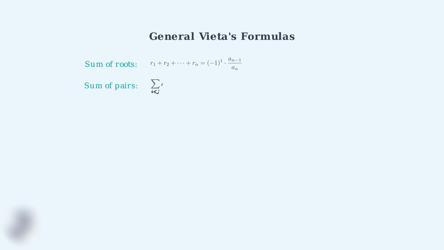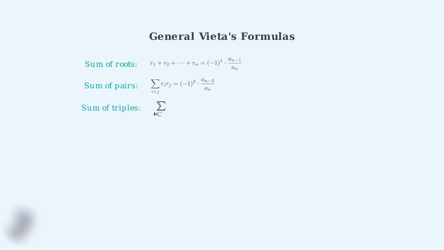Now we can state the general Vieta's formulas. For a polynomial of degree n, we have n different relationships between the roots and coefficients. The first relationship involves the sum of all roots taken one at a time. This equals (-1)^1 times the coefficient ratio. The second relationship involves the sum of all products of roots taken two at a time. This equals (-1)^2 times the appropriate coefficient ratio.